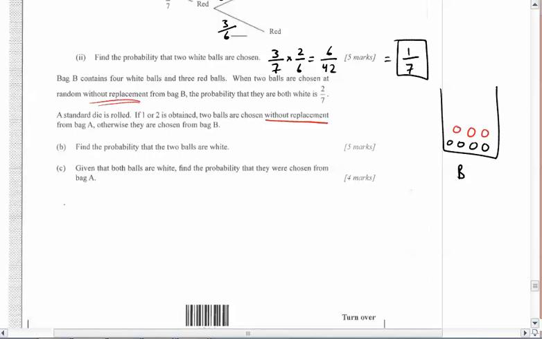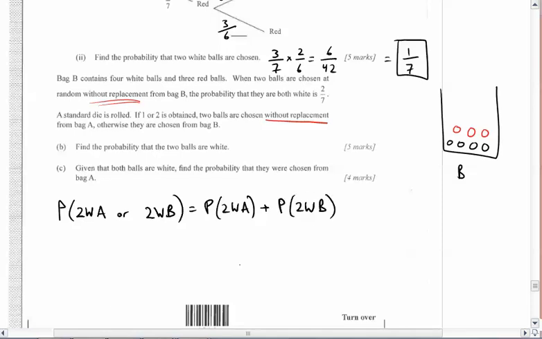So that's going to be, what's the chance that you get a white from A? So you're looking for 2 whites from A or 2 whites from B. So that's the probability that you get 2 whites from A and the chance that you get 2 whites from B. So you're not going to have both happening at the same time.